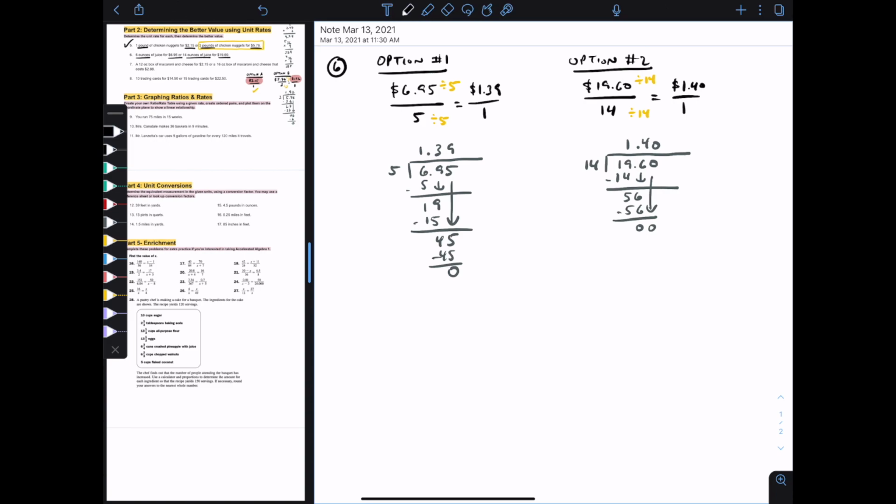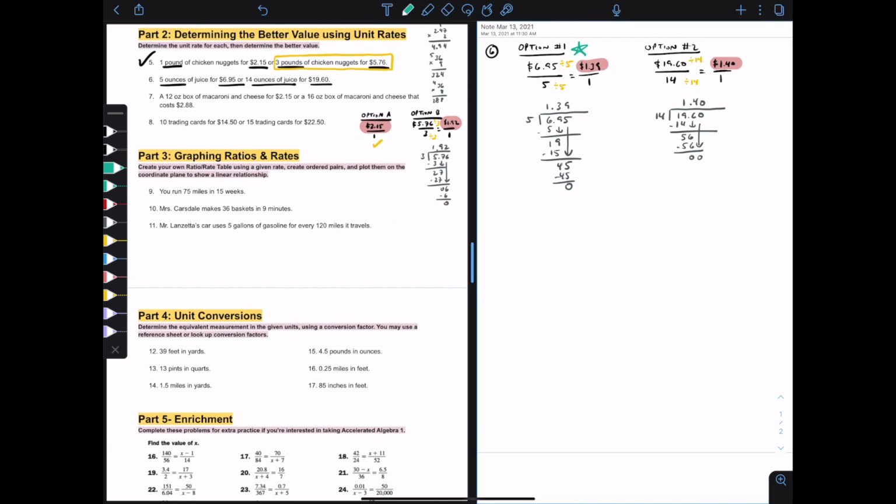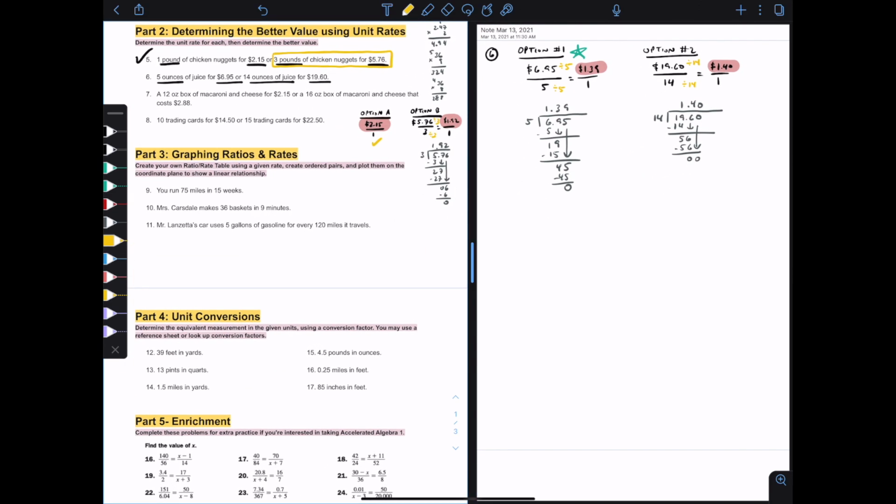So if we take a look at the left one, $6.95 for 5, divide that by 5, that was $1.39. And for the one on the right, we have $19.60 divided by 14, and that was $1.40. So comparing these two unit rates per 1 ounce, I think we know which one is a slightly better deal. We're going to have to go with option 1 here, right? So going back to our answer key, we can see that option 1, the 5 ounces for $6.95, is the better deal. I'll post both PDFs online just so you can see all of the work written out, but this is what we got so far.